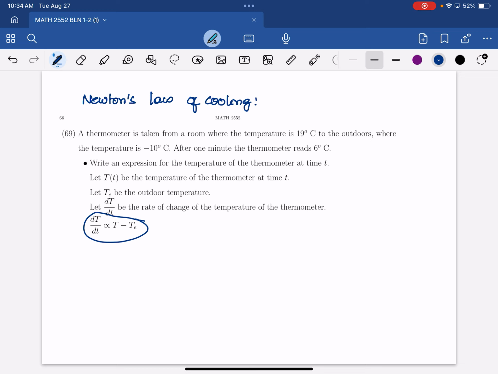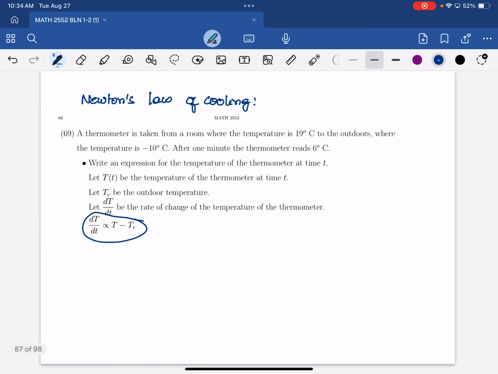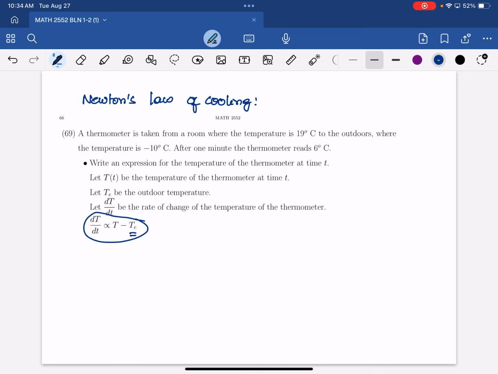uppercase T is the temperature of an object, lowercase t is the time, and TE is some external temperature. The rate of change of temperature is proportional to the difference in temperature. Suppose the body temperature is 98.4 degrees Fahrenheit, but the external temperature is 32 degrees Fahrenheit. If you go outside, there will be a decrease in body temperature. But if your body temperature is 98.4 and the external temperature is 100 degrees Fahrenheit, when you go out, you will get warmed up.